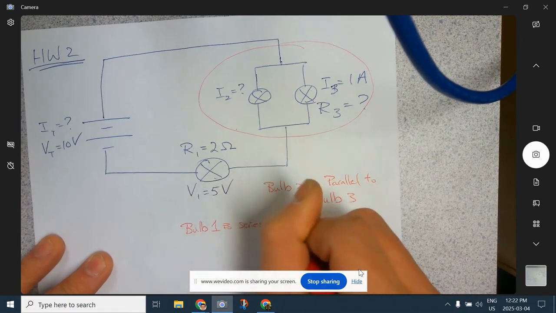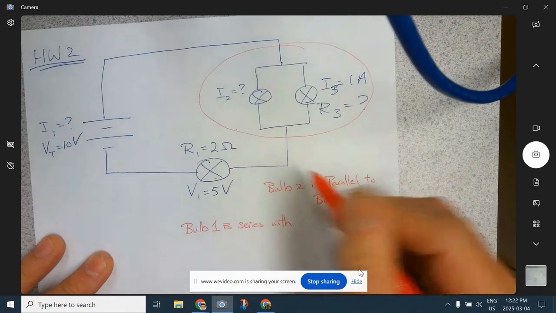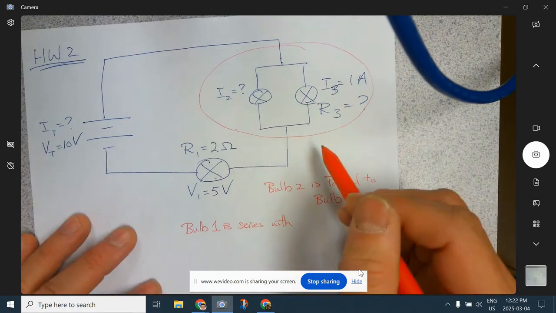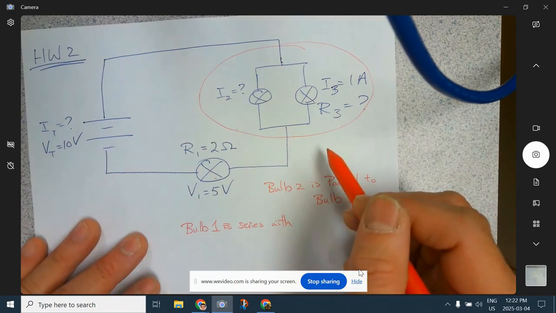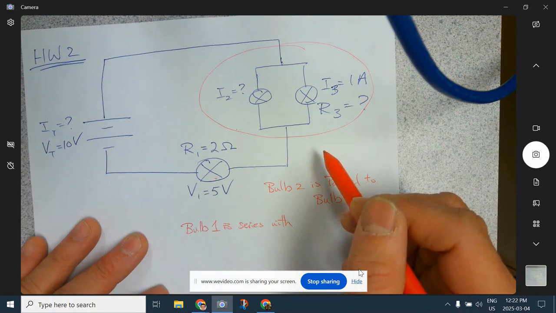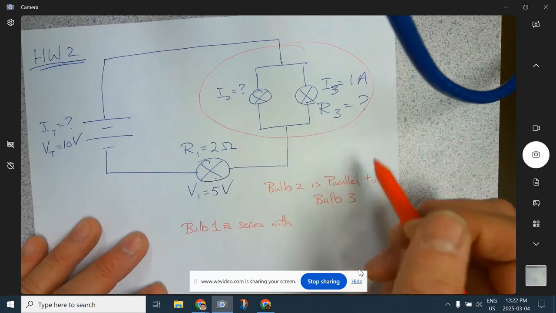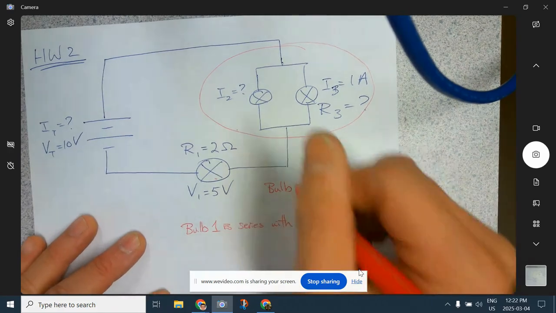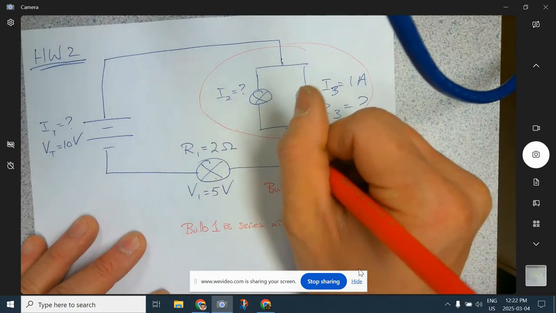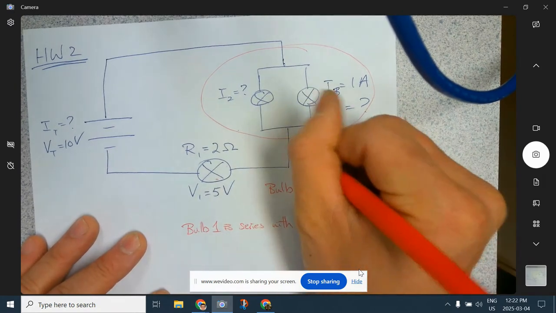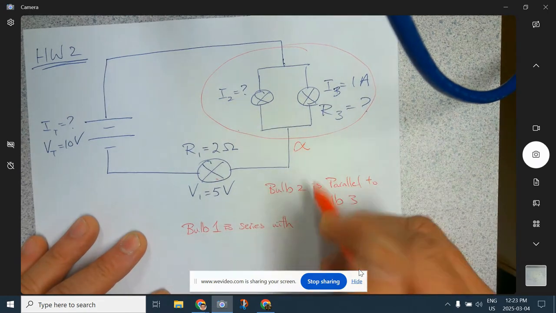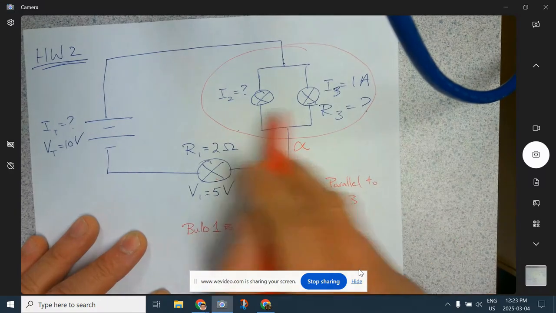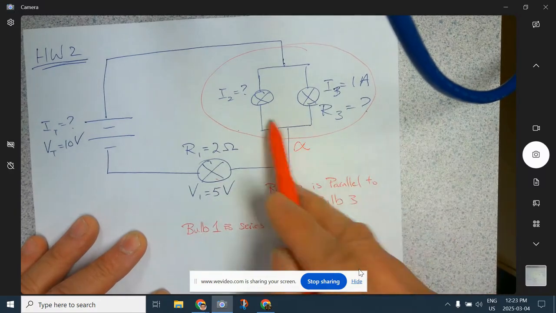with, if we treat this whole thing as its own item, why don't we give it a name? I don't want to use another letter, because that can be confusing. Let's just call this alpha. Okay, let's just call it alpha. So it will be in series with alpha. Alpha is a parallel circuit of 2 and 3.